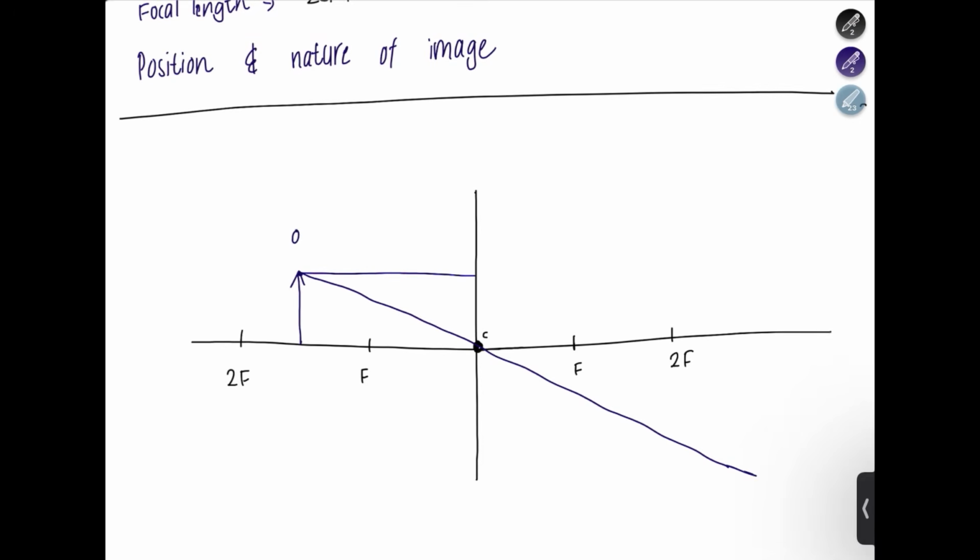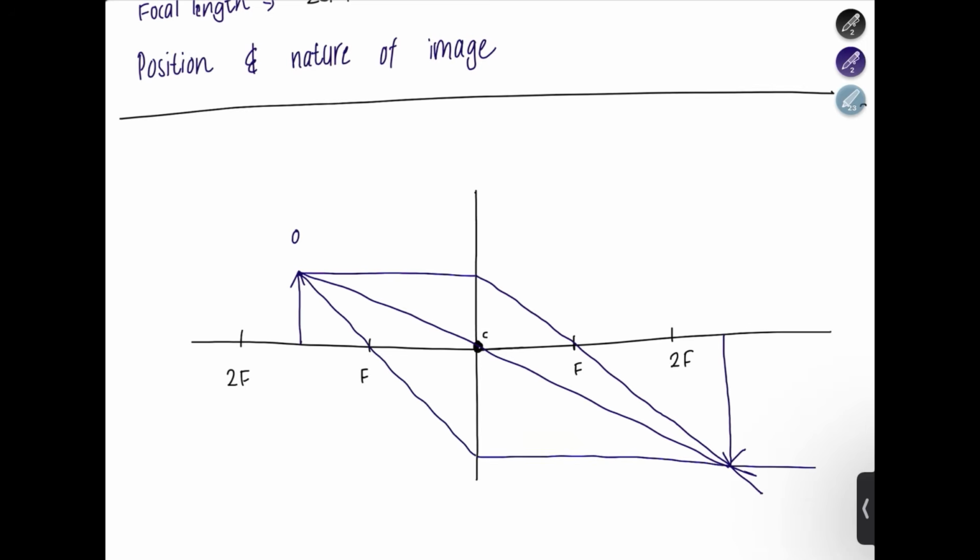Now you have to draw another ray, okay? Draw this ray parallel to the principal axis, and then it's supposed to cross through the focal point, exactly like this. And at the point at which both of these rays are intersecting is where your image forms.